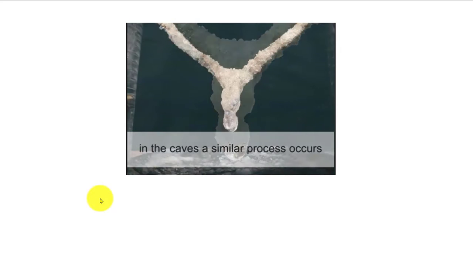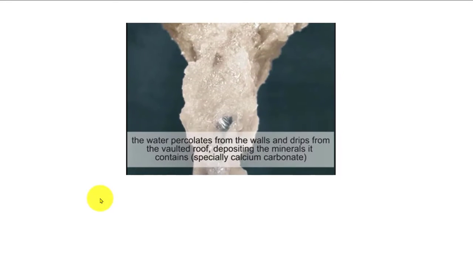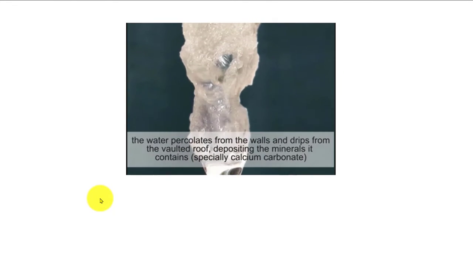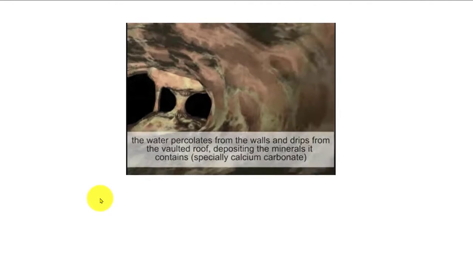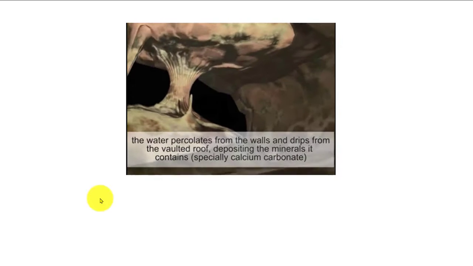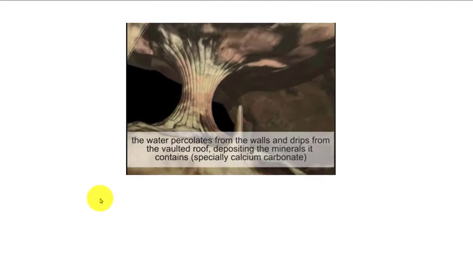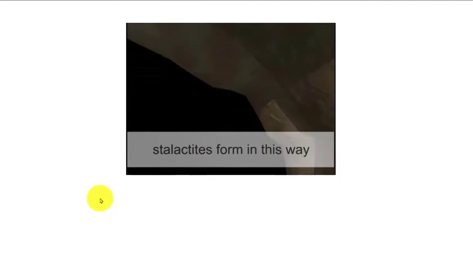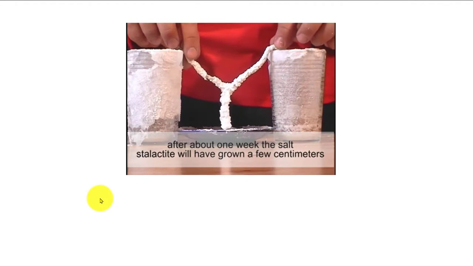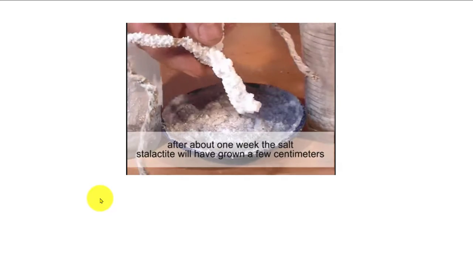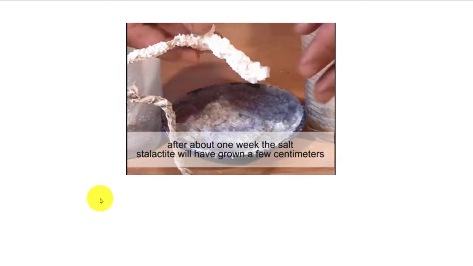In the caves, a similar process occurs. The water percolates from the wall and drips from the vaulted roof, depositing the minerals it contains, especially calcium carbonate. Stalactites form in this way. After about 1 week, the salt stalactite will have grown a few centimeters.